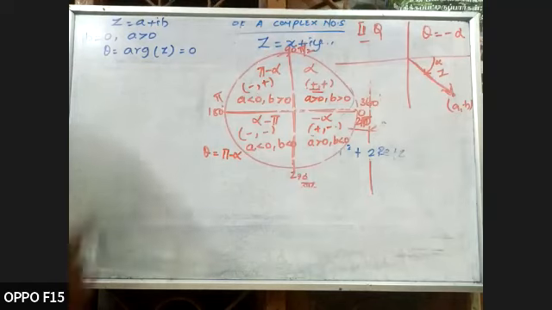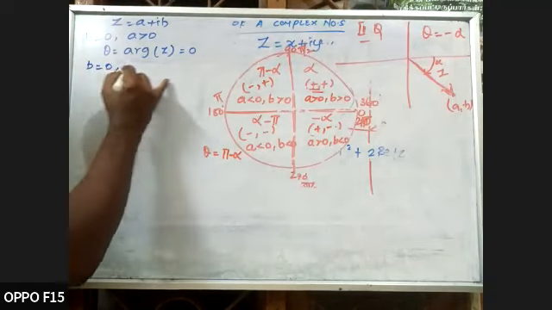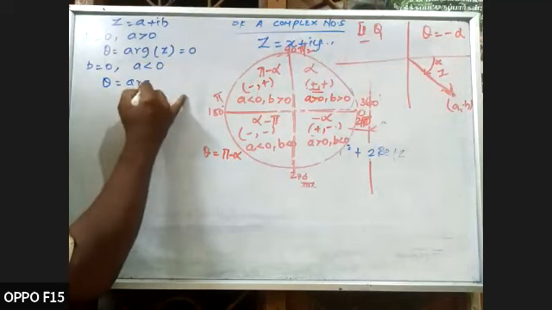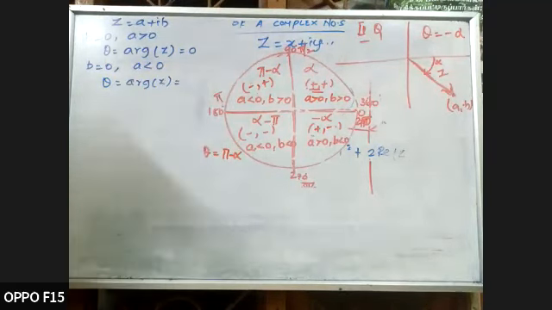Next case: b, the imaginary part, is 0, and a is less than 0. Then what is the principal argument? That is called argument of z, theta, the principal argument. I can write this as equals pi. This is extra information which is not included in your syllabus, not included in the textbook.